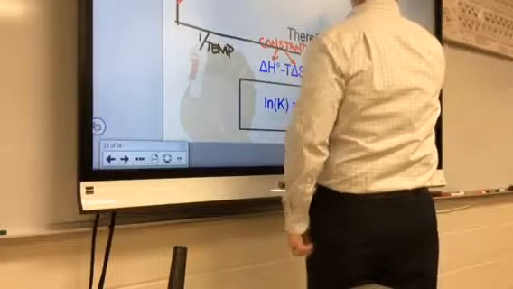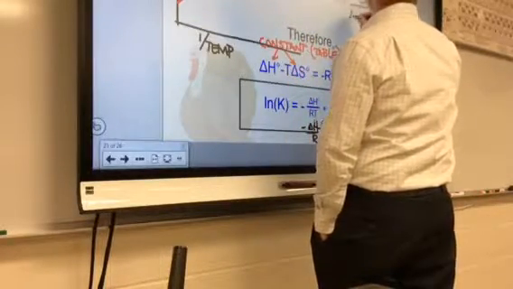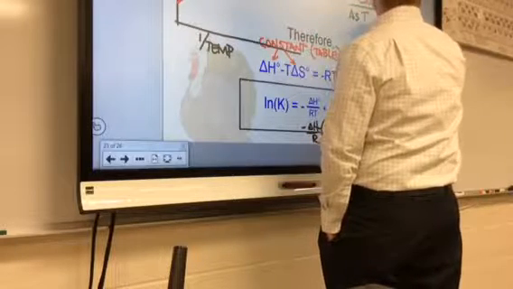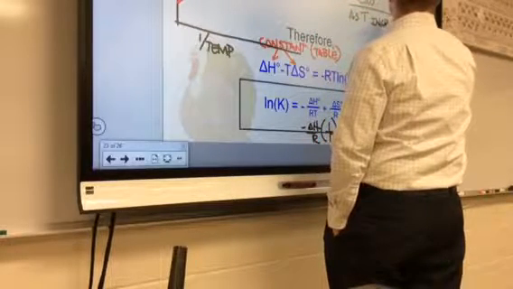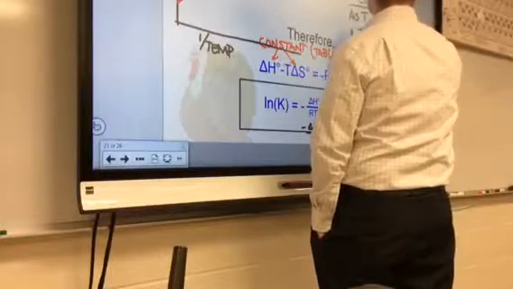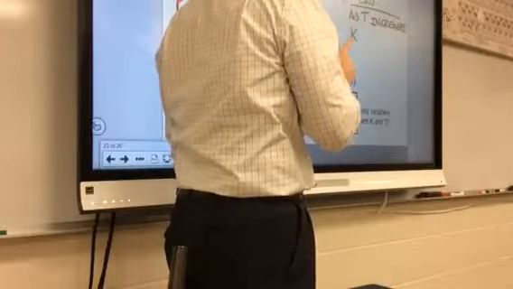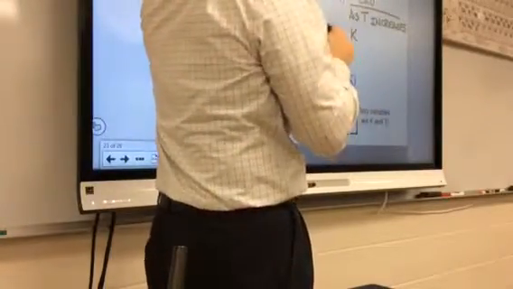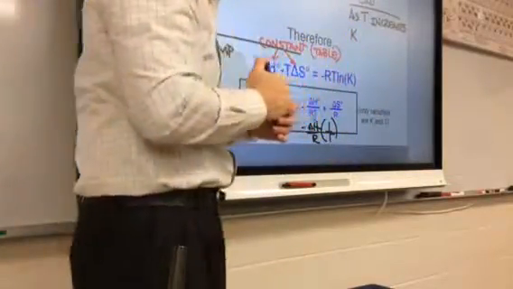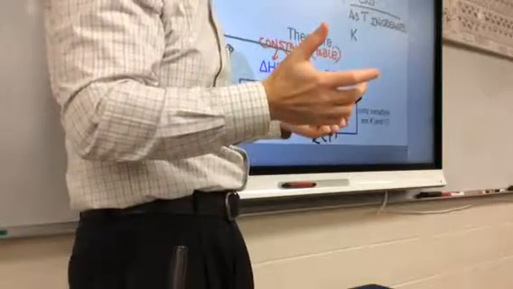Exothermic reaction means that, you're not going to like this either, as temperature increases, what happens to K? To complete the sentence. As temperature increases, here's my exothermic reaction. As temperature is increasing, what's happening to K? Oh my goodness, we don't have K. We have the natural log of K.